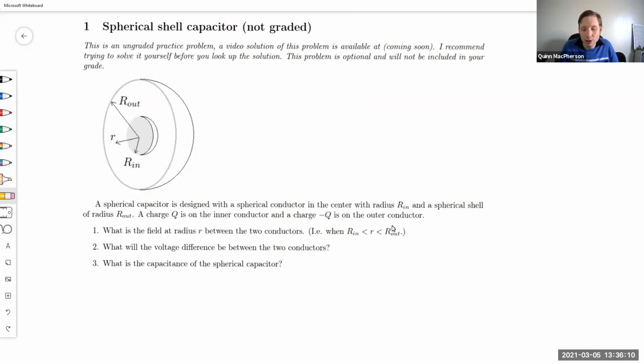Hello. In this video, I'm going to show how to solve this problem involving a spherical conductor inside a spherical shell. The inside conductor is going to have a charge Q on it, and the outside conductor is going to have a charge minus Q. So there will be an electric field that will go between the two from plus to minus. And the first part of this problem is finding that electric field.